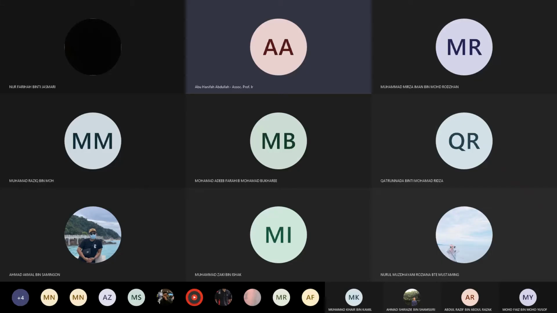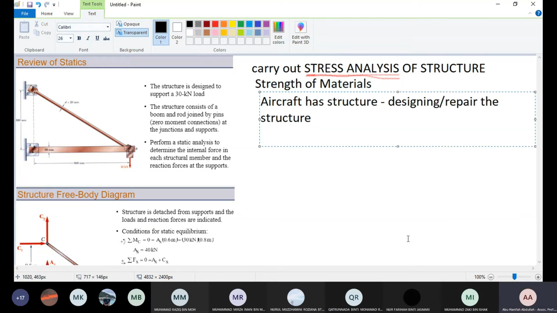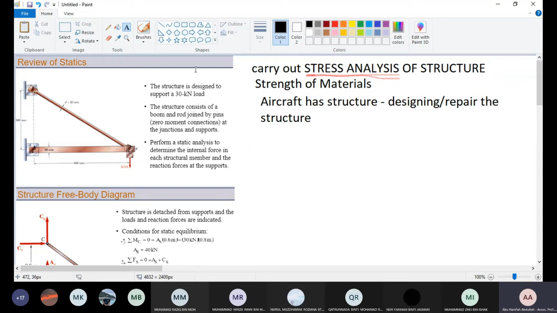This has been made mandatory for the engineering to do in your career in aircraft. So either you can be a designer, design, or you do repair.